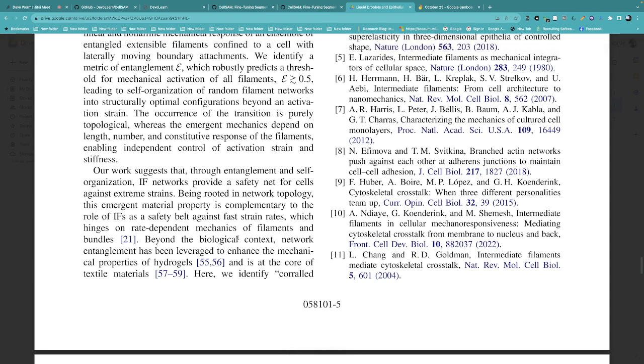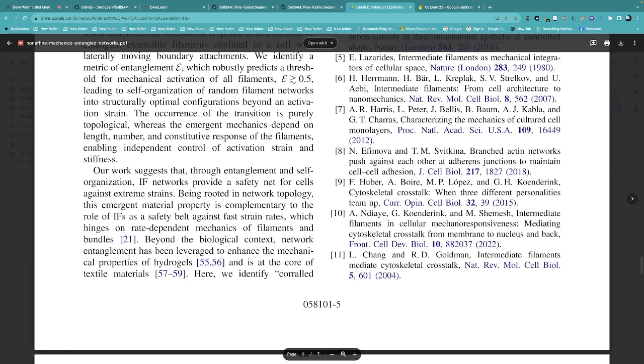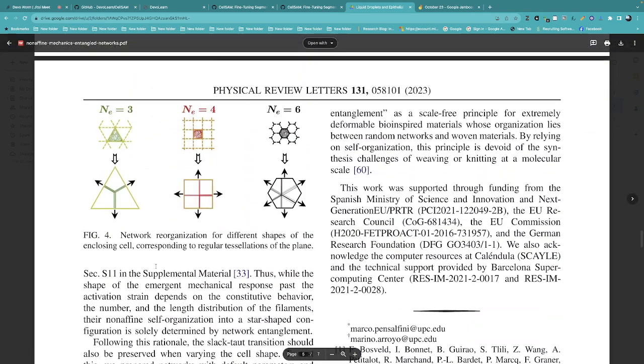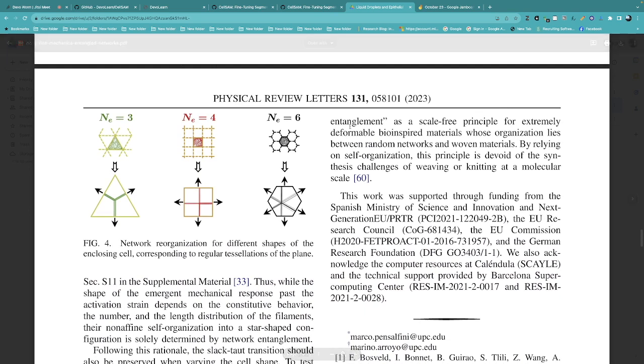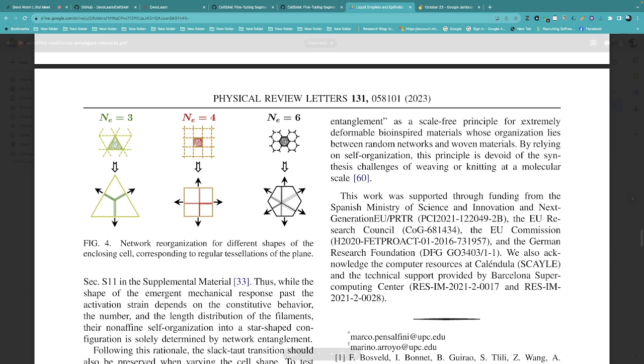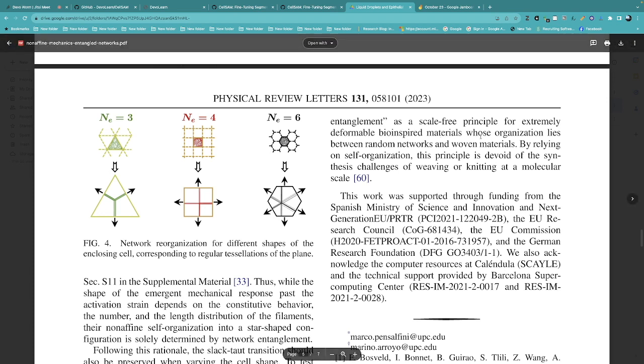And so beyond biology, people have looked at network entanglement, and this has been leveraged to enhance the mechanical properties of hydrogels, and is at the core of textiles. So there are some different innovations in textiles where they're stronger and more flexible, and those are based on this principle. So they identify what they call corralled entanglement, which is something like this, as a scale-free principle for extremely deformable bio-inspired materials.